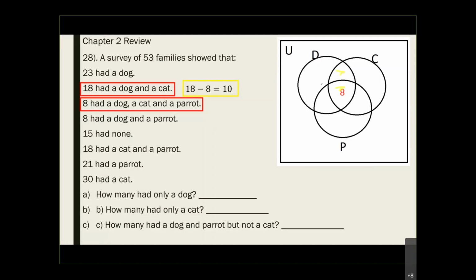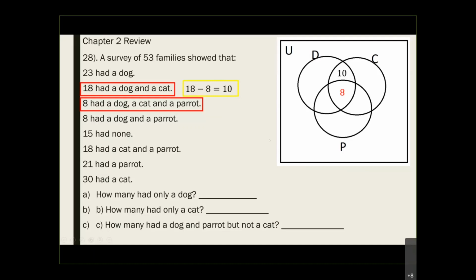But in order for me to do that, I need to deduct what I already used, which is the 8. I take 18 minus 8, I have 10, and the 10 is up there. Together, those are the 18 family members who have dog and cat. But only 10 of them have dog and cat but not parrot, right?